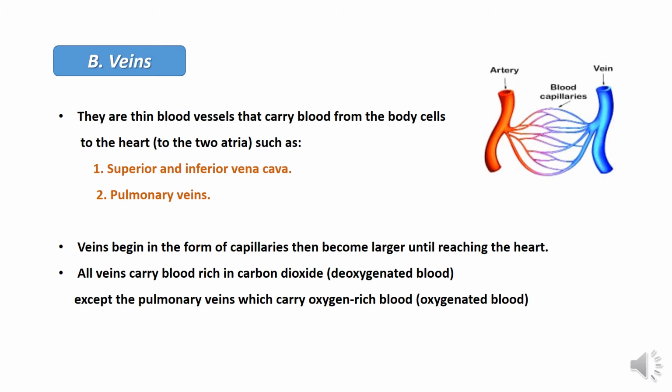Veins. They are thin blood vessels that carry blood from the body cells to the heart, to the 2 atria, such as the superior and inferior vena cava, and the 2 pulmonary veins. Veins begin in the form of capillaries, then become larger until reaching the heart. All veins carry blood rich in carbon dioxide or deoxygenated blood, except the pulmonary veins, which carry oxygen-rich blood or oxygenated blood.